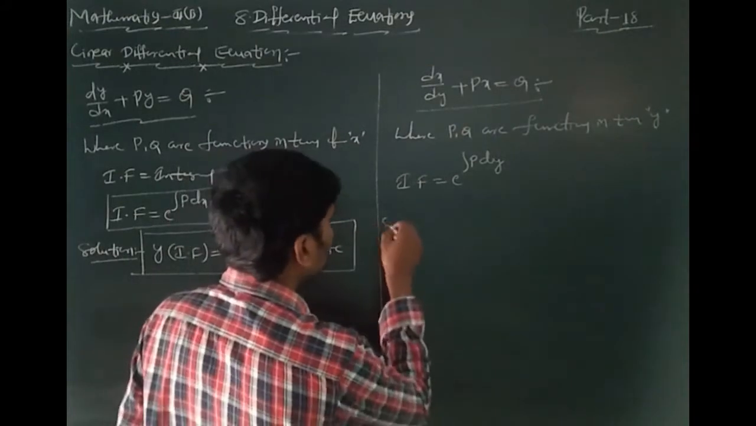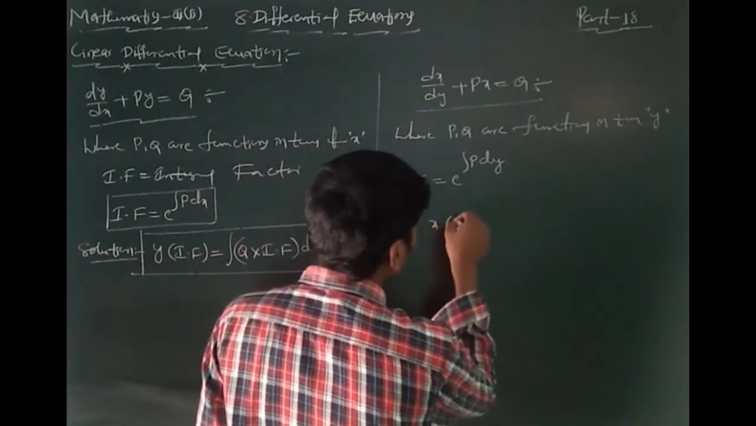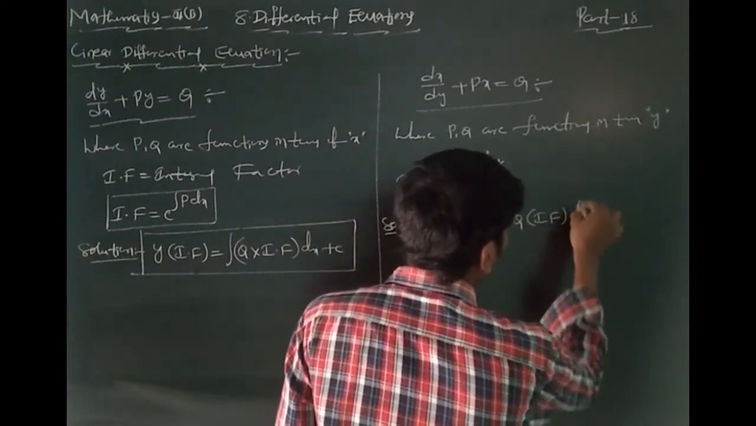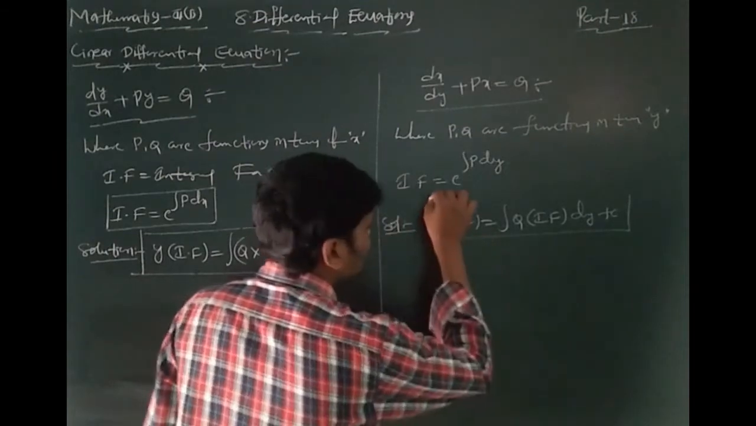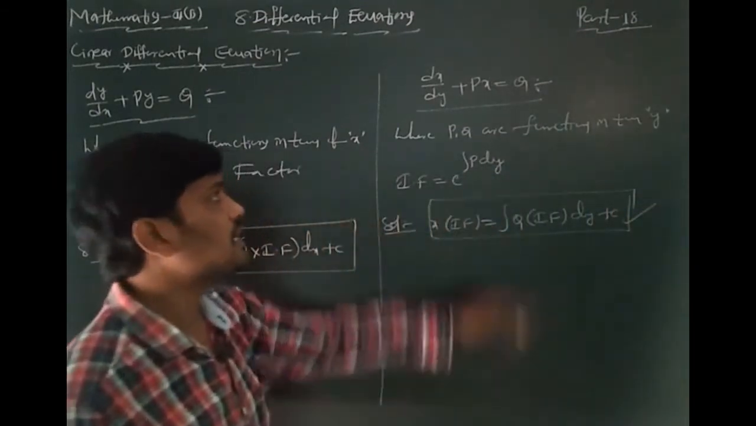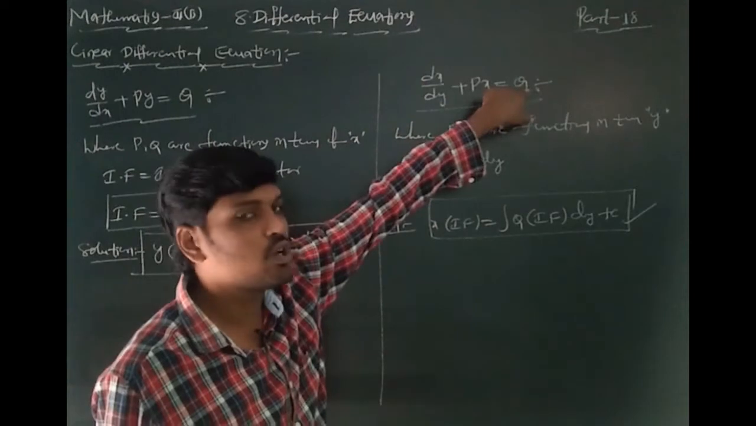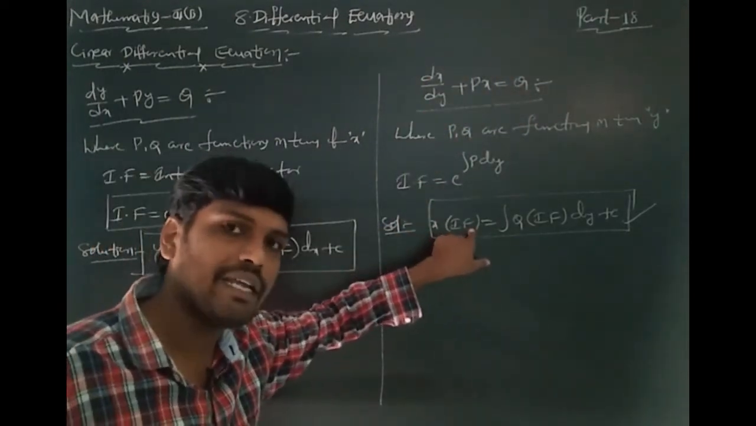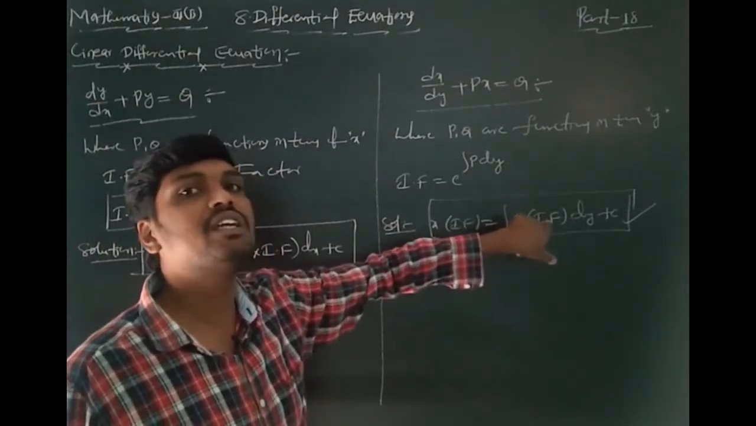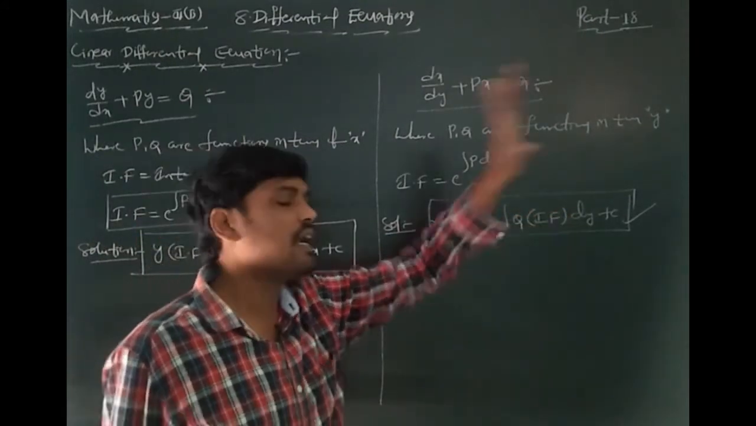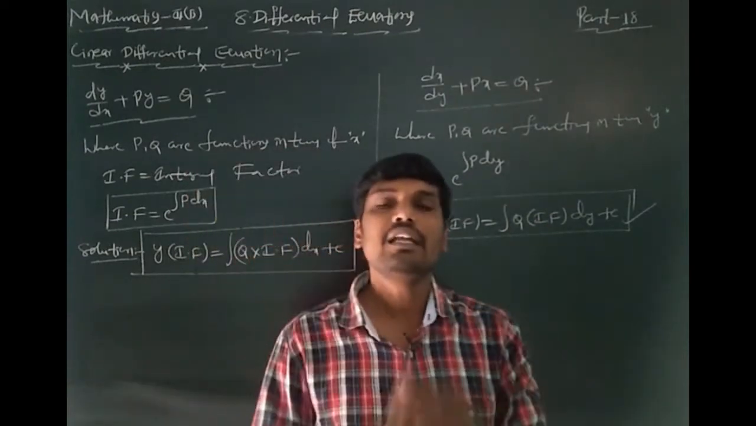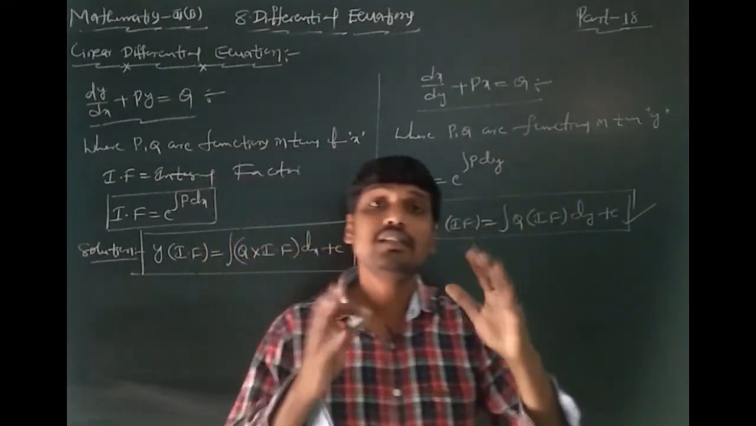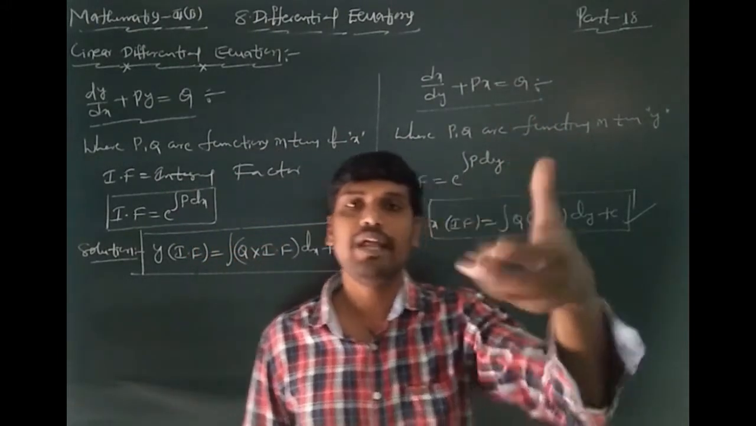What is the second form solution? The second form solution is x into IF is equal to integral q into IF all dy plus c. This is the second form, that is dx by dy plus px is equal to q. This is the linear differential equation, two forms. This is the first form, this one is the second form. Problems on these forms are explained next.